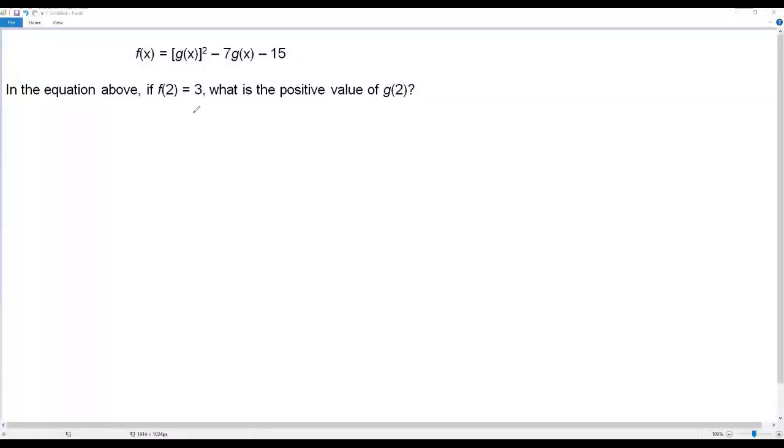Here we have a SAT math question. Okay, let's go through the information. f of x equals g of x, the whole square, negative 7 times g of x, negative 15. In the equation above, if f of 2 equals 3, what is the positive value of g of 2?